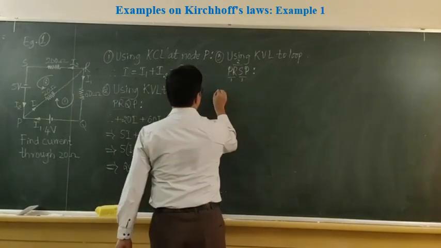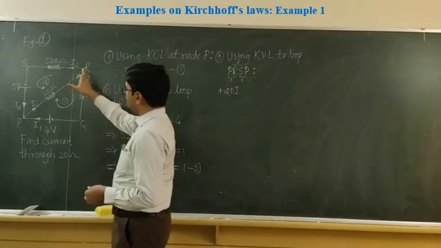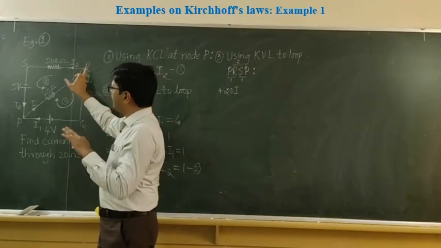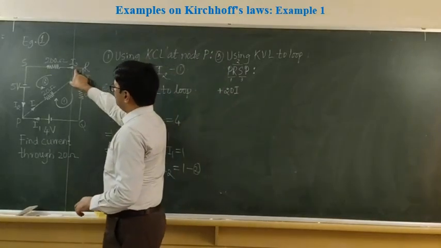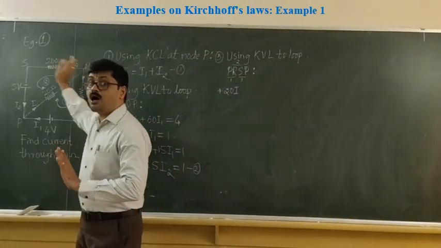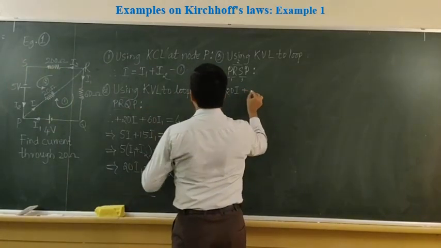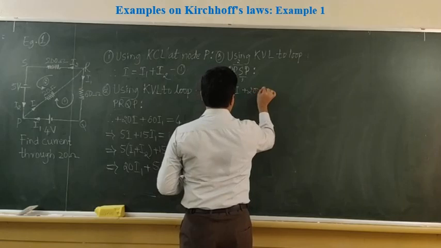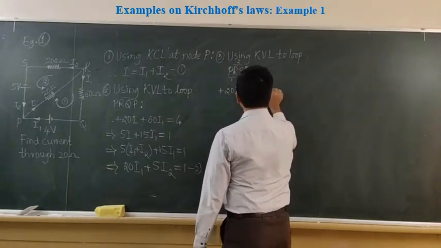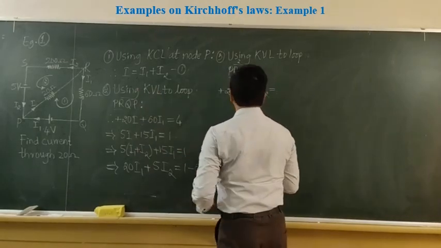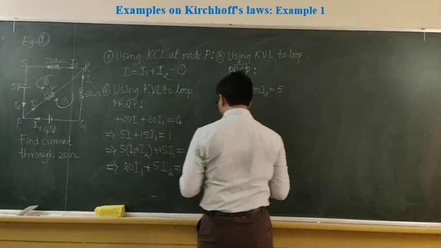Positive. So hence I will mention plus 20 I. Okay. Then again, if you just observe the next path, R to S is the direction of travel, and the direction of current I2 is again from R to S. So therefore I will say plus 200 I2, and this must be equal to total EMF, that is 5 volt. So let me take this as fine.